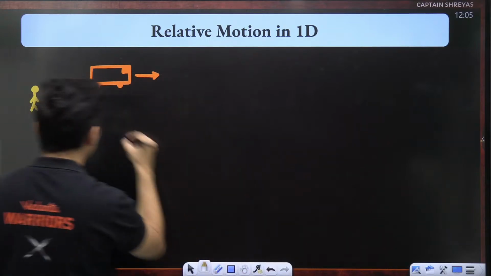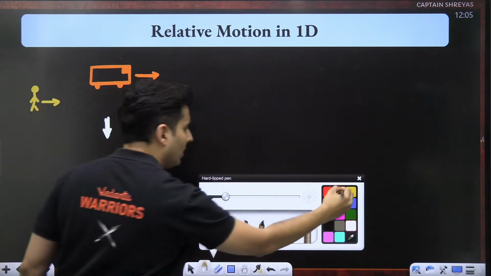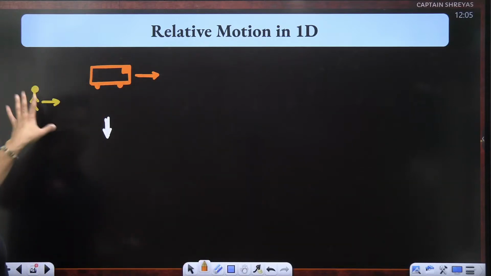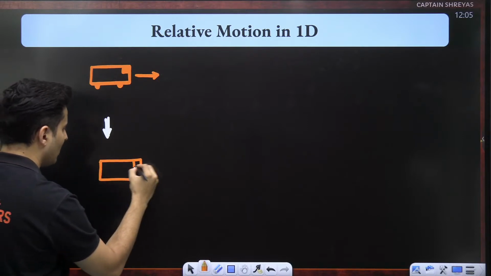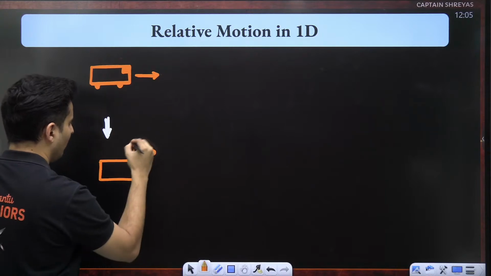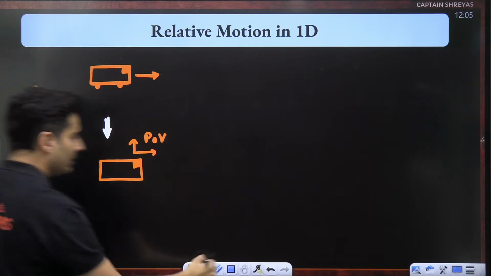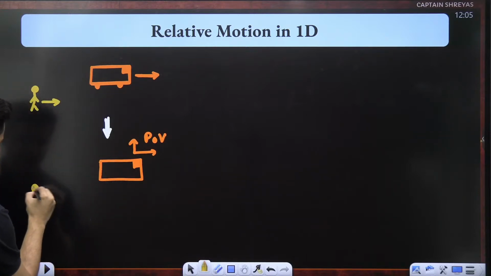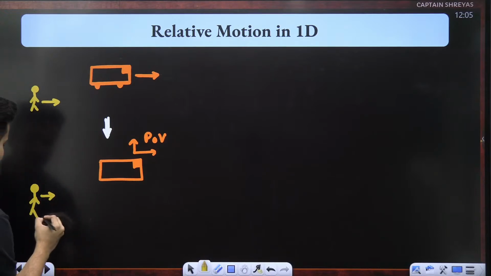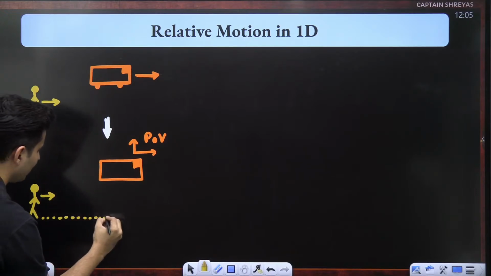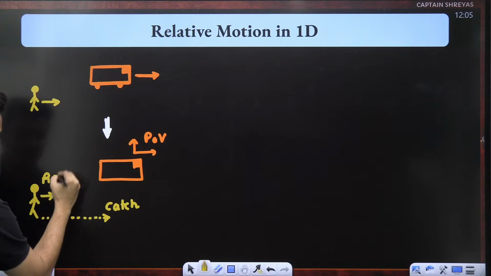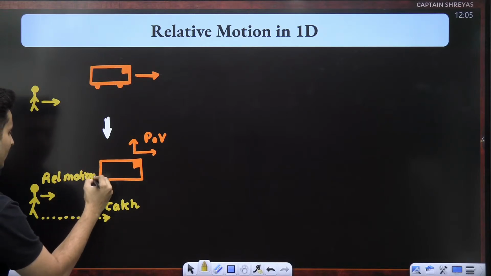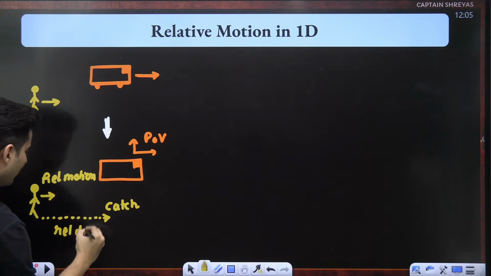So what you do again is convert this entire problem relative to one of them, either the bus or the person. So if you make the bus as the frame of reference, that is your point of view, then you will see that this person is standing behind somewhere over here and moving with some velocity, with some acceleration, and will have to move this much distance to catch the bus. This is now the relative motion concept. And this is your relative displacement over here.